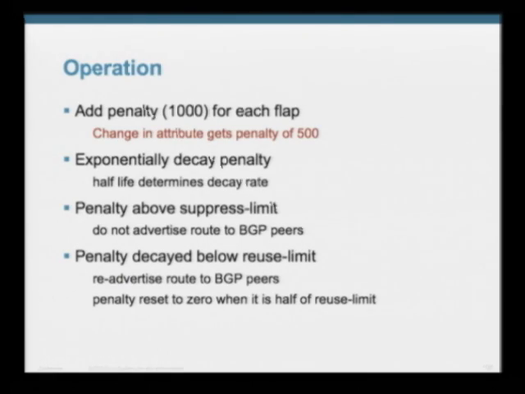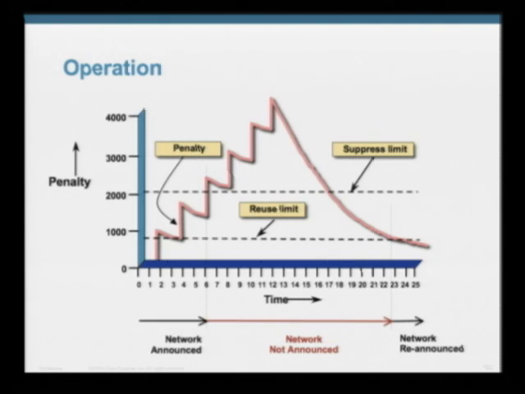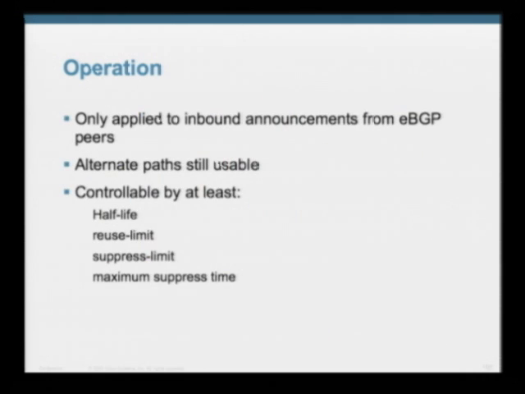Each flap gets a penalty. When the penalty goes over a suppress limit, then we stop the prefix being announced. The penalty decays exponentially. Once it reaches a reuse limit, then we re-advertise. So it all sounds fine in theory. The pretty picture looks like that.